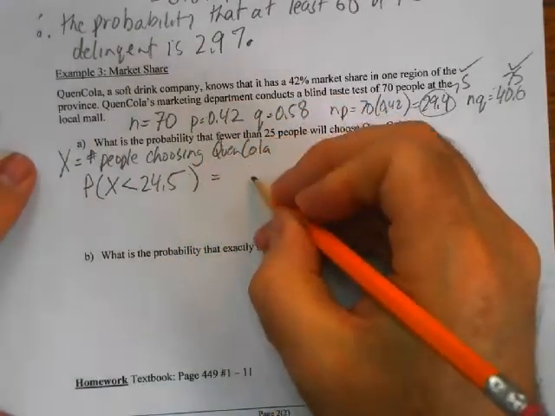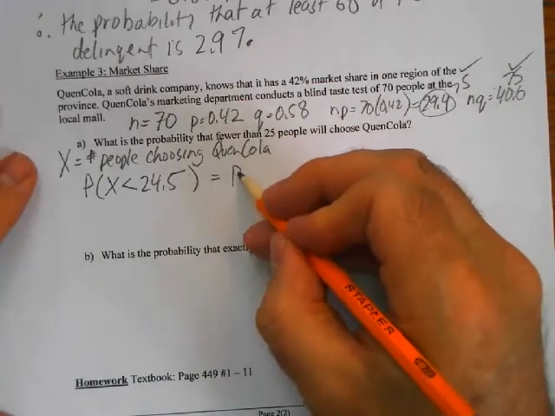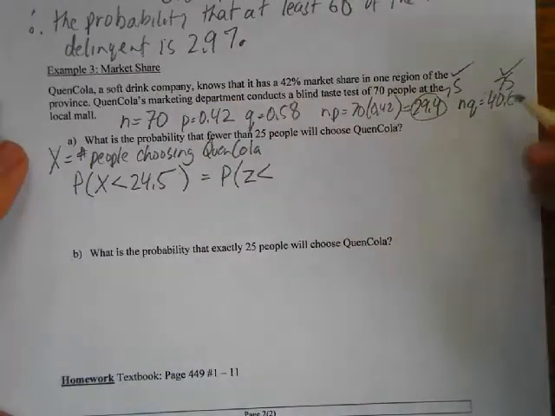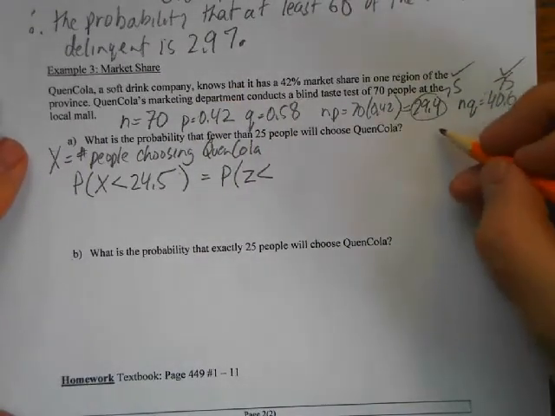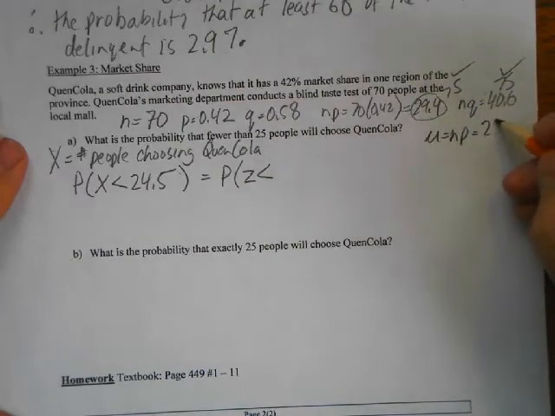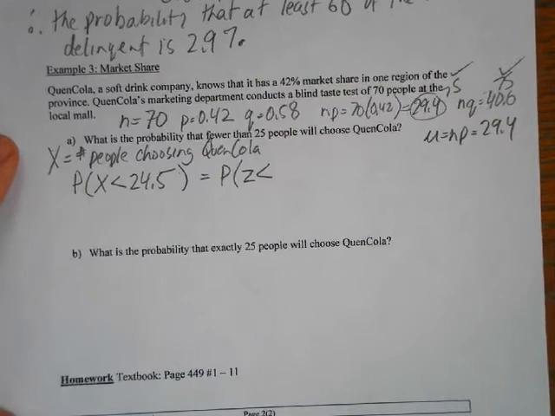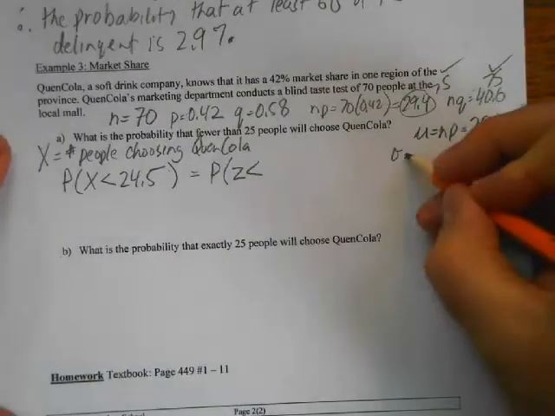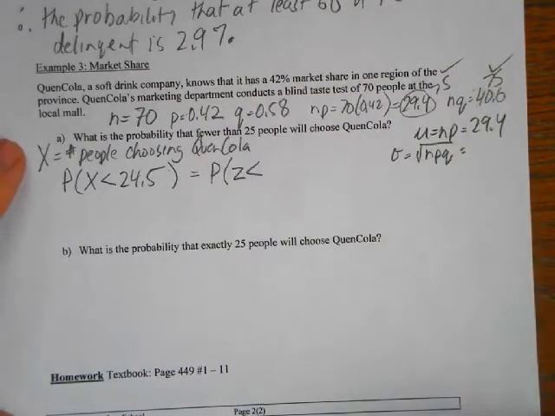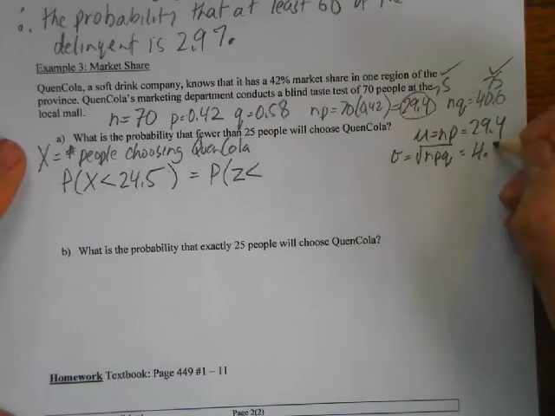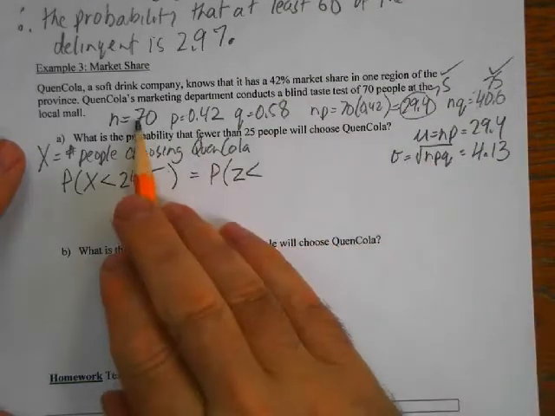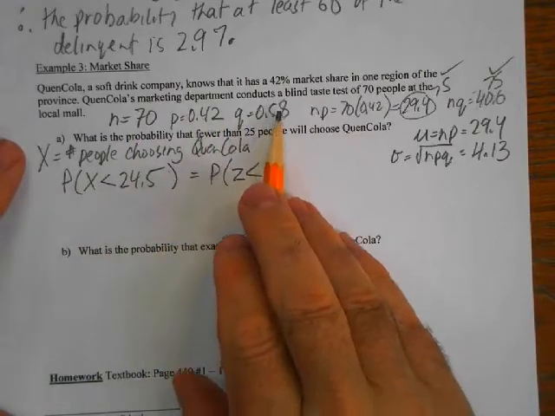Okay, and we want to convert that to a Z-score. So let's do that over here. We have to get our mean and standard deviation. Well, the mean is np, which we already know is 29.4. Our standard deviation is the square root of npq, and I'll just give the final number there, 4.13. So that's the square root of 70 times 0.42 times 0.58.